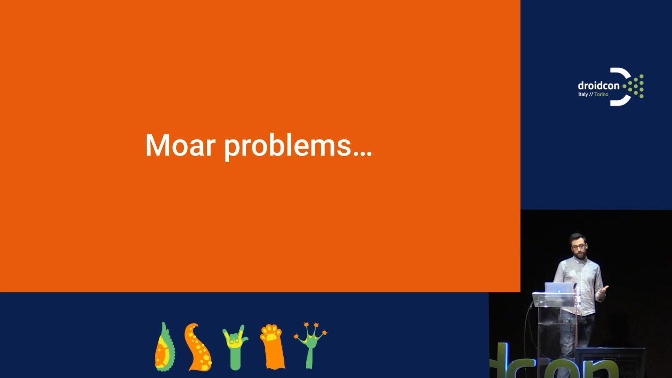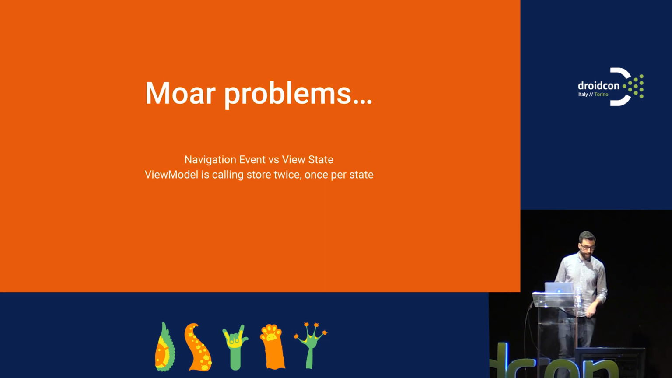Also, navigation events are not really a view state, right? You're not displaying anything in that screen, you're actually moving to a different screen. So how can we handle it? As we said, the view model is being called twice. It's calling the store twice to display two different states. So there's something that we could be doing better.